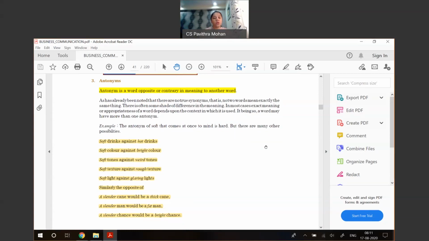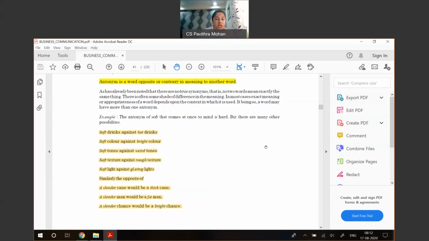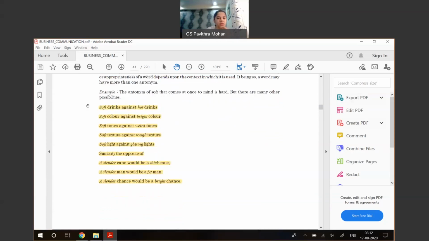Okay, so one word doesn't have an exact opposite. As we told you, as one word doesn't have an exact similar, the same way a word will not have an exact opposite. So based on your usage, the word's opposite meaning will differ. For example, soft drinks will always be, the opposite will be hot drinks. Soft color will be bright color. Soft tone will be weird tone.